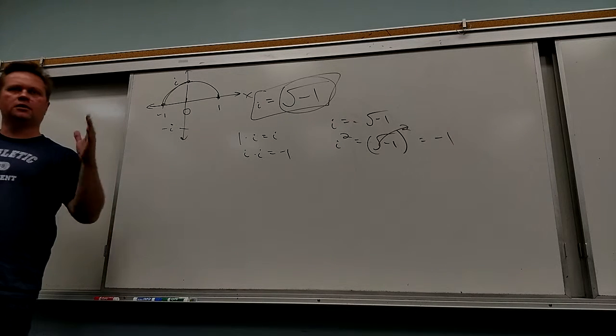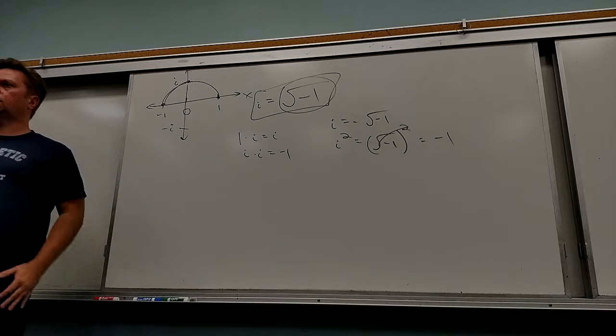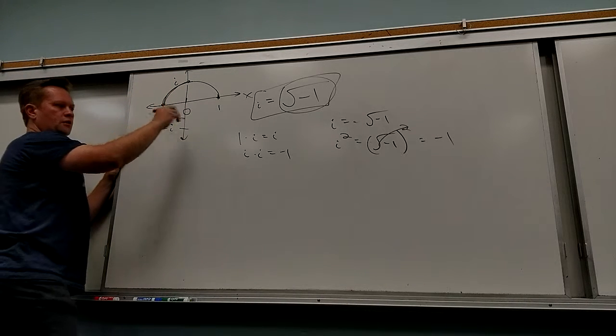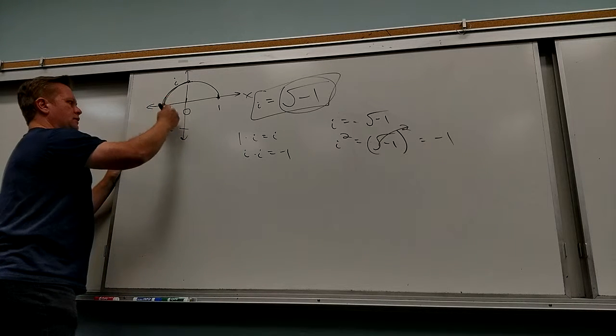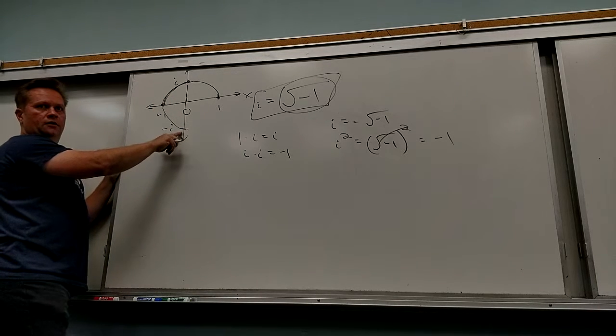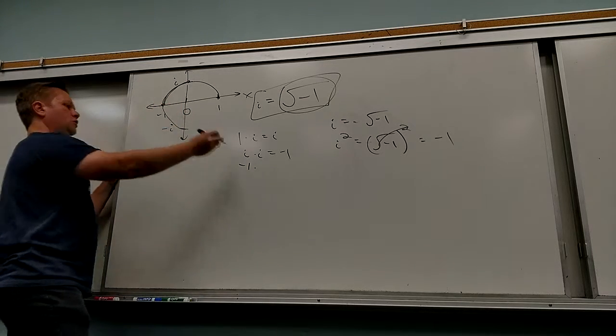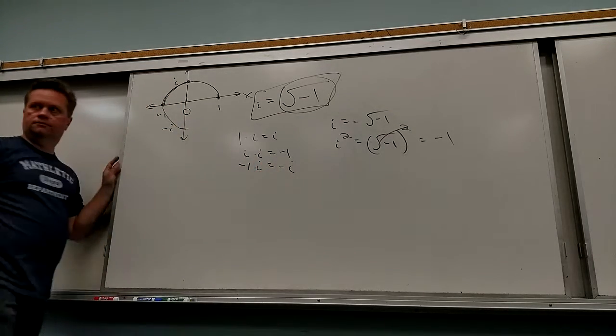Unfortunately, we call it not real. It just means it's weird. We don't work with it a lot. If I take another turn, I end up at negative 1. And then if I take another turn, this makes sense in a few different ways. Visually, I'm at negative i. And sure enough, what is negative 1 times another turn? Negative i.